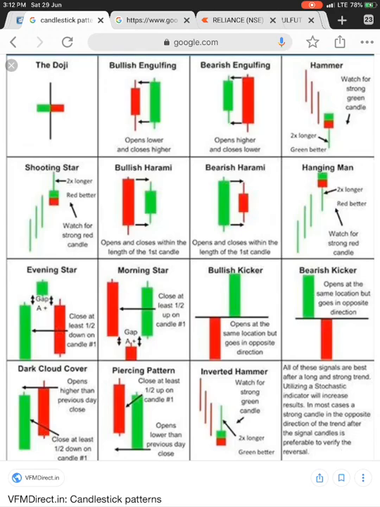Then inverted hammer. The inverted hammer is just the opposite of the shooting star, and the same criteria is used. Whenever, at the end of a bearish trend, a candlestick is formed with a hair or leg 2 times longer than the body, it may be green or red, it doesn't matter. This also gives a reversal of the trend.